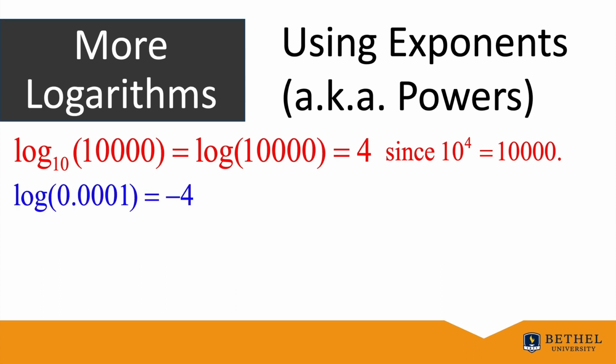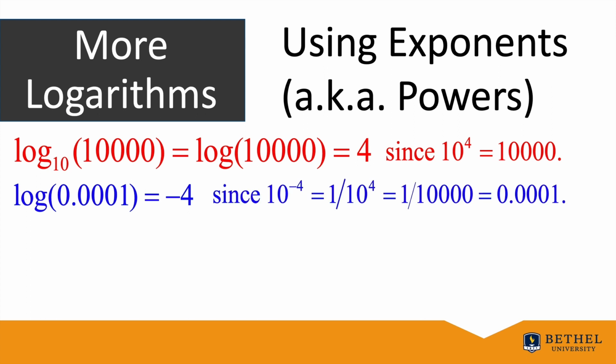On the flip side of this, the common logarithm of 0.0001 is negative 4 because 10 to the negative 4 power by definition is 1 over 10 to the positive 4 power, which is 1 over 10,000, which is 1/10,000th. In other words, 0.0001. Log base e also has another name. It's called the natural log.